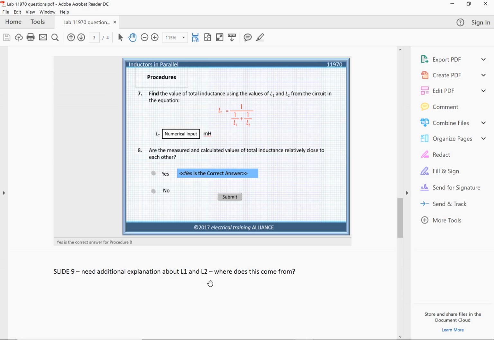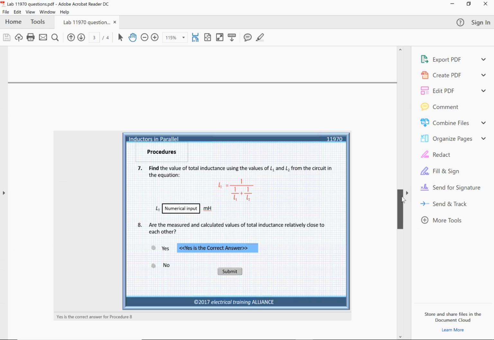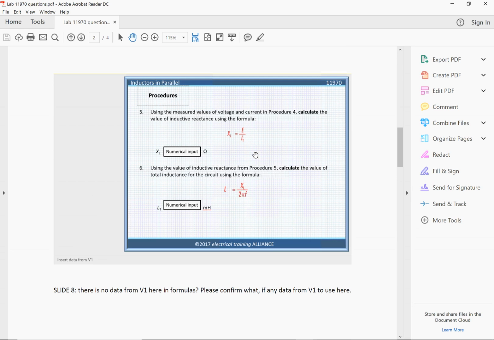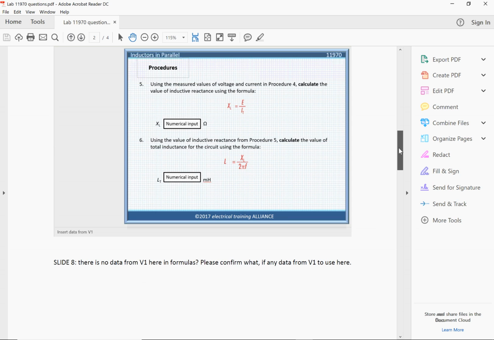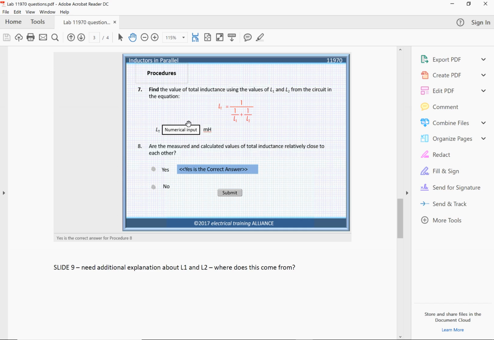Hopefully they should be relatively close. The value that is calculated in procedure 6 using this formula, or excuse me, this formula should be relatively close to the value that is calculated here using this reciprocal formula using 25 millihenries and 50 millihenries.